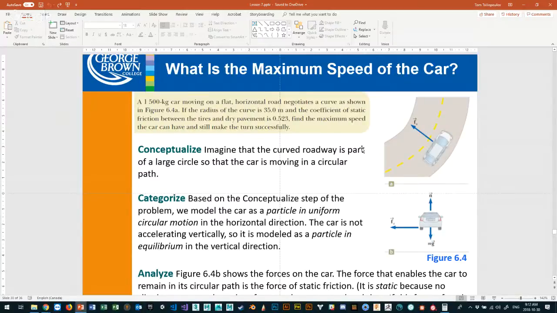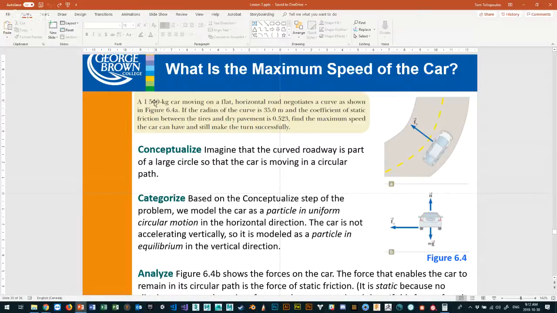All right. Here's the maximum speed of a car. A 1,500 kilogram car moving on a flat horizontal road negotiates a curve as shown in this figure. If the radius of the curve is 35 meters, so this is from here to the inside of the curve, and the coefficient of static friction between the tires and dry pavement is 0.523, remember we talked about this? Tires on dry pavement, pretty good static friction, so 0.523 is not bad. Find the maximum speed the car can have and still make the turn successfully.